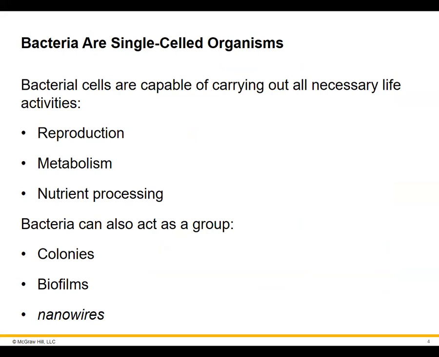So they're true cells, bacteria are. Just because they don't have membrane-bound organelles doesn't mean they're not cells. So they can multiply, they can reproduce themselves. They have metabolism. They make ATP as their energy source, just like we would. And then we have nutrient processing. They have nutrient processing for building the cells up as well as making the energy, which we already talked about. They can also work together as a group. We know that our cells can work together as a group in a pretty tight-knit little group, right? We call those organs.